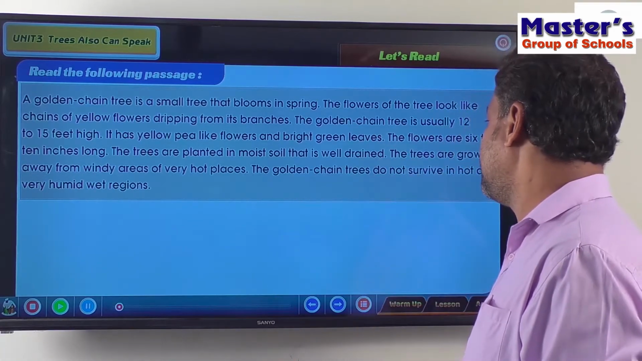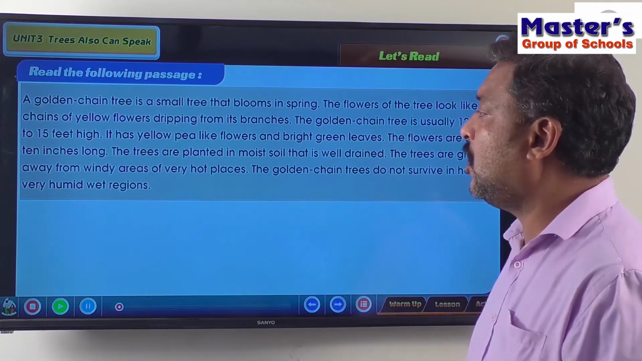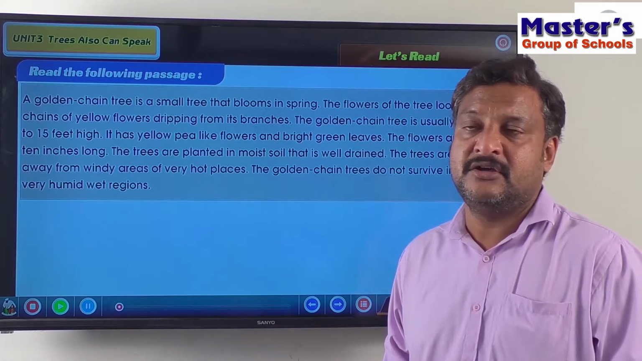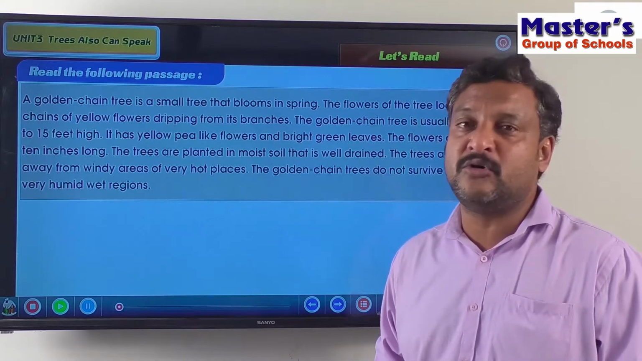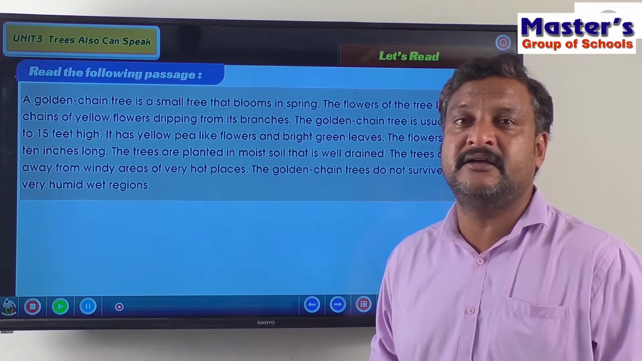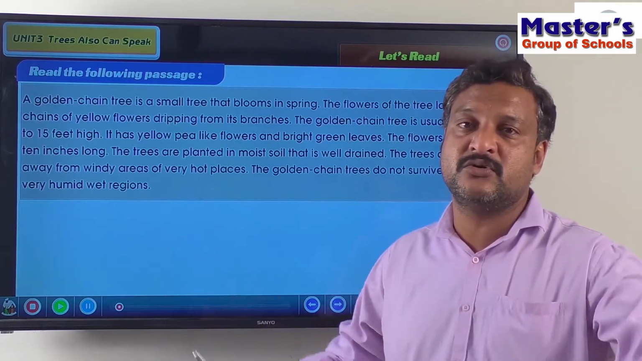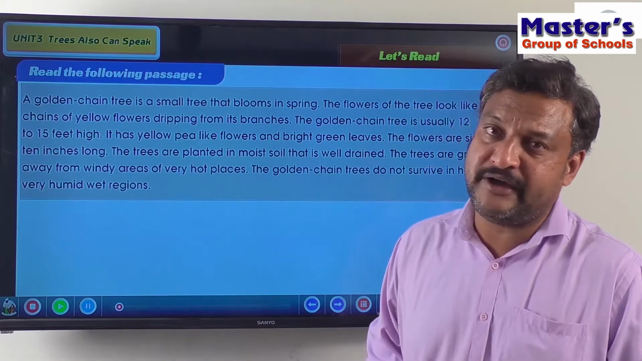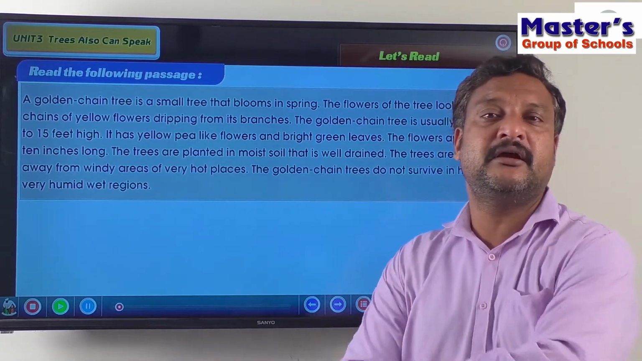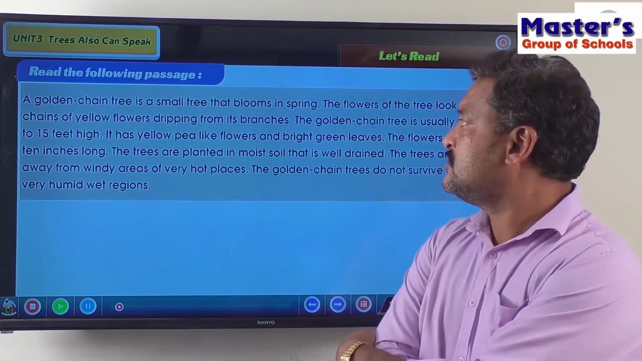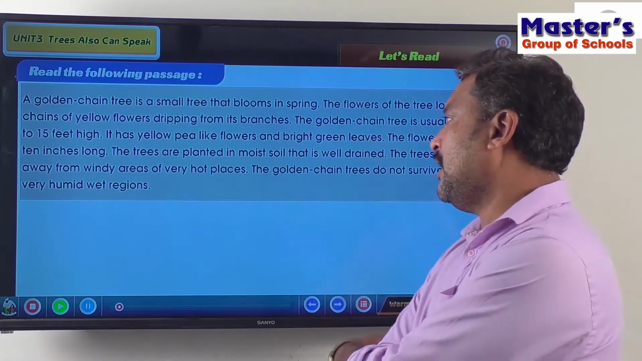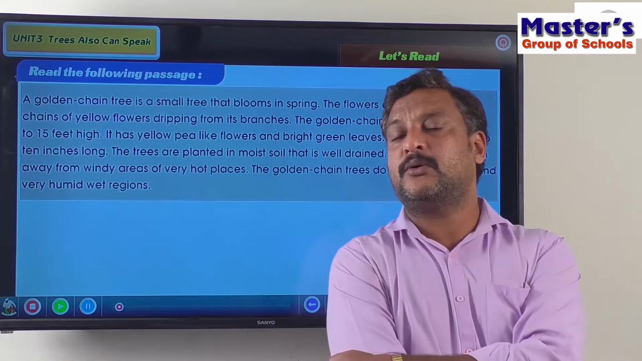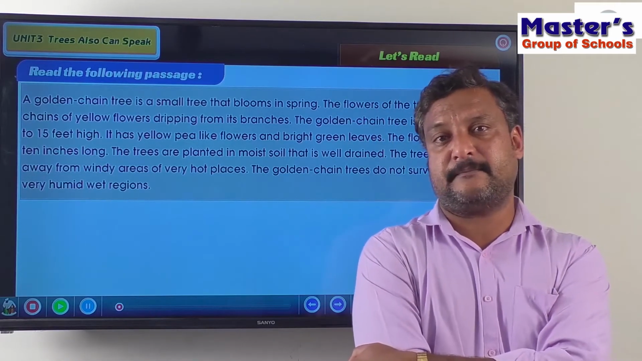See, the golden chain trees do not survive in hot and humid or wet conditions. Okay, so the trees require a good amount of water, but that doesn't mean it has to have a water source very close by. The soil has to be wet and moist. That is the only thing the tree requires. Okay, so this is the passage, and now I will keep the screen the same for another minute so that you can read the passage yourselves once again.